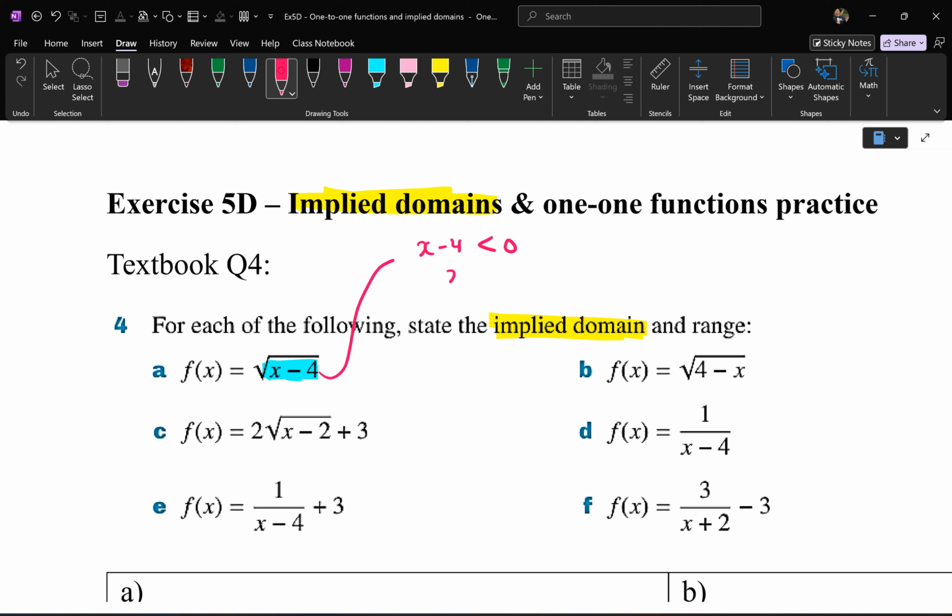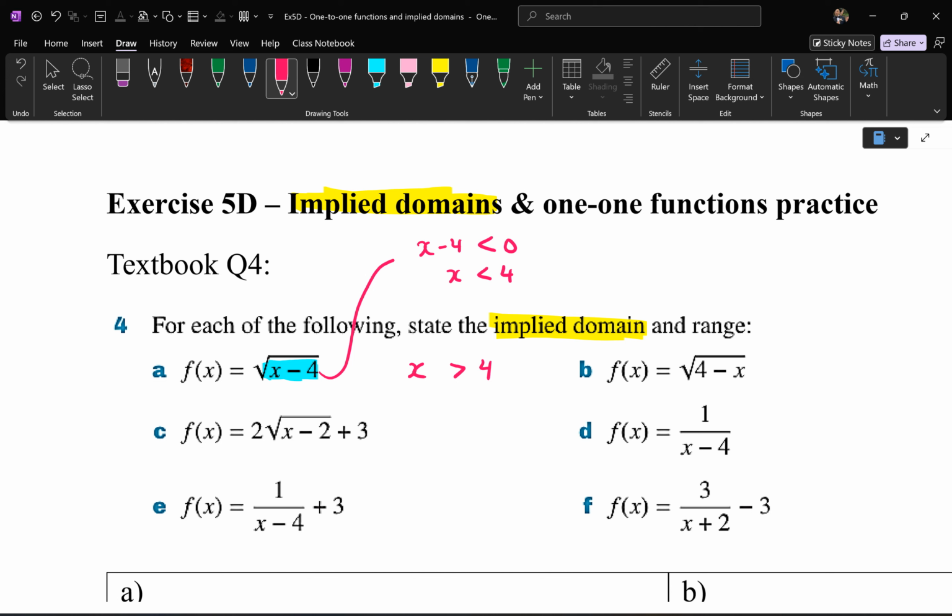x plus 4 on both sides. That means, when will it be less than 0? When x is smaller than 4. So if x is smaller than 4, this function will not work. So what's the domain? When will it work then? When x is bigger than 4? Yeah. So when x is bigger than 4, but there's also another caveat.